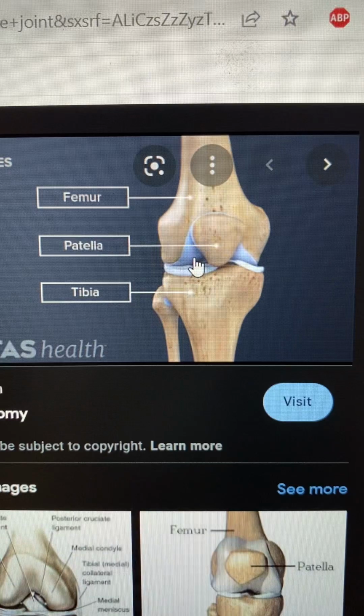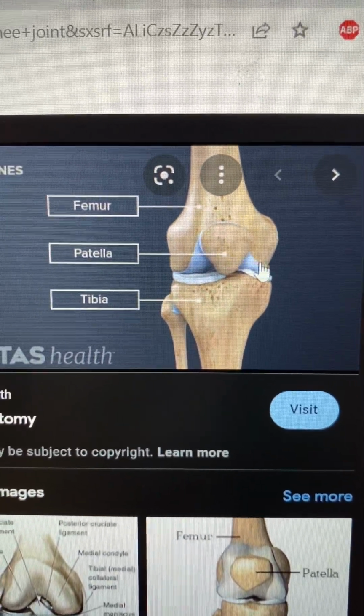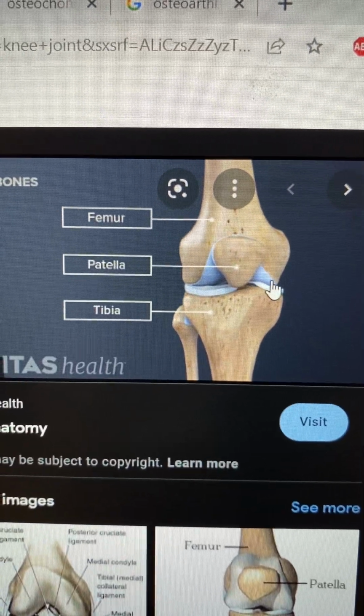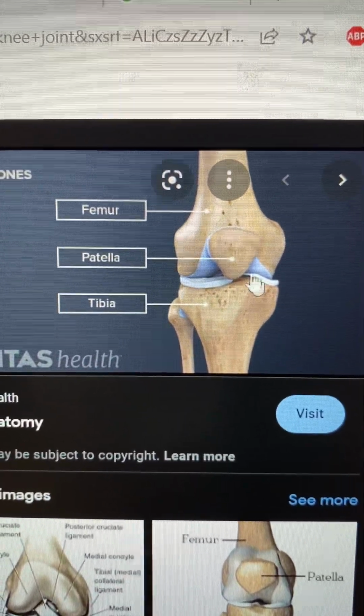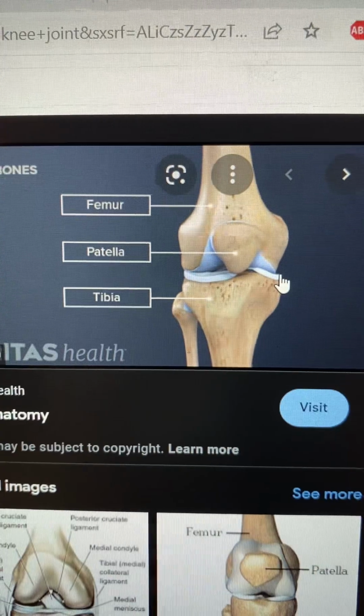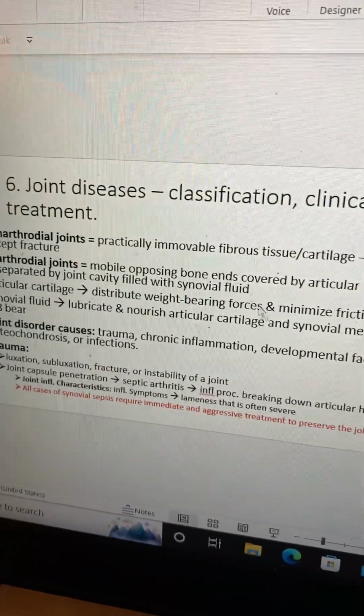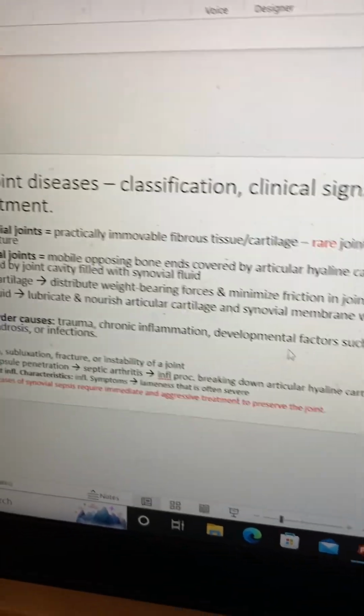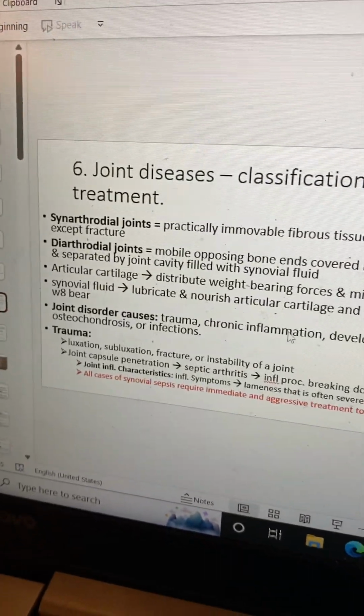Why is synovial fluid important? It's because it basically lubricates and nourishes this articular cartilage, along with the synovial membrane it's covered by, during weight bearing. So when we get a joint disorder, how is it usually caused? Well, it's written here: trauma, chronic inflammation, maybe an infection, they've mentioned, and developmental factors, which we're going to get into.